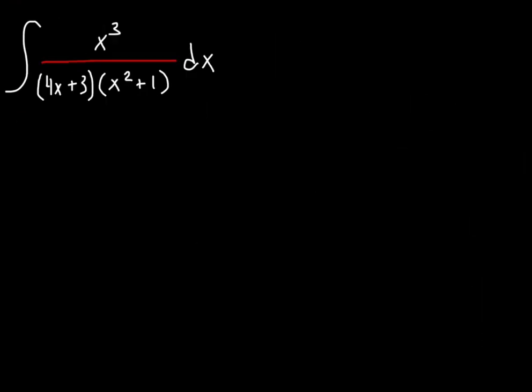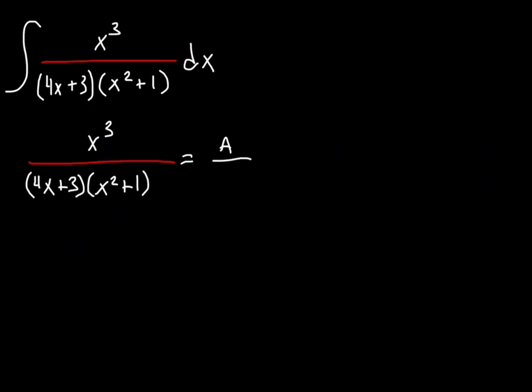Let's try one last example. So this time I have a quadratic factor. So this one will be a bit different when decomposing. And we can't factor x squared plus 1. So it's unfactorable. So I'm just going to write the fraction here. So x cubed over 4x plus 3 times x squared plus 1.